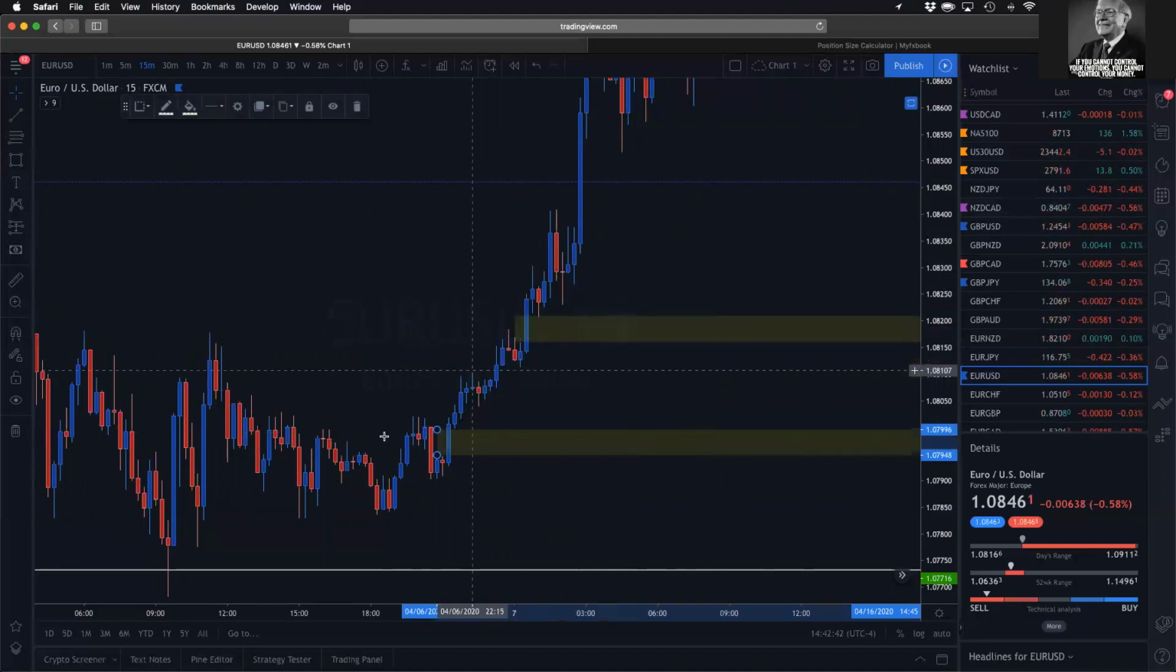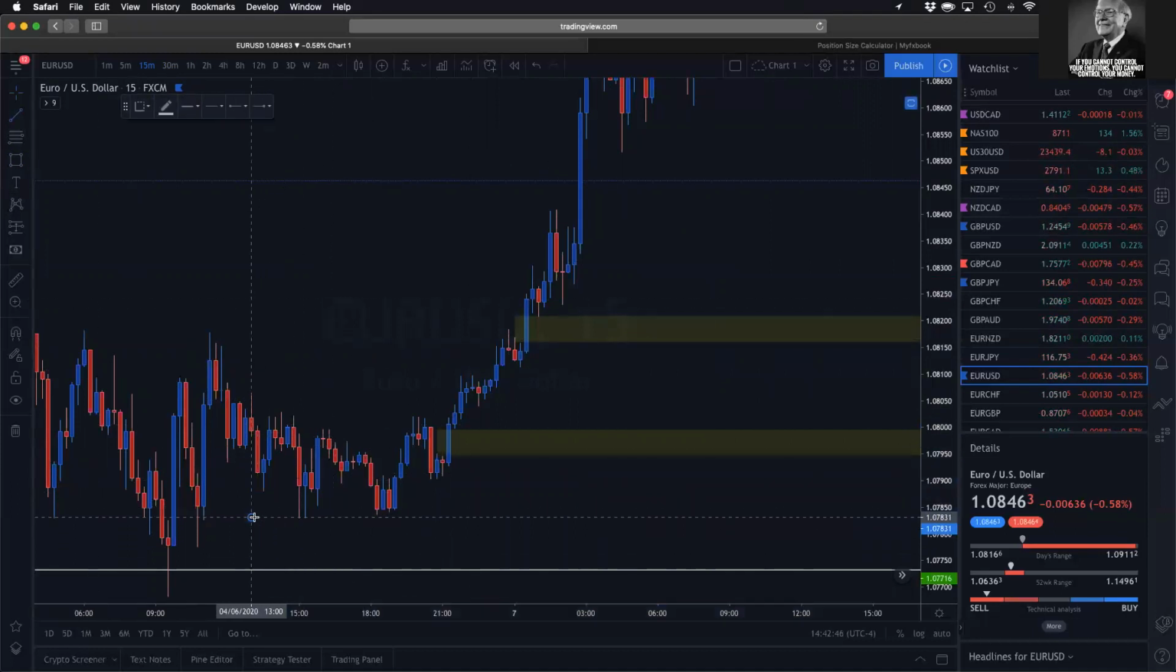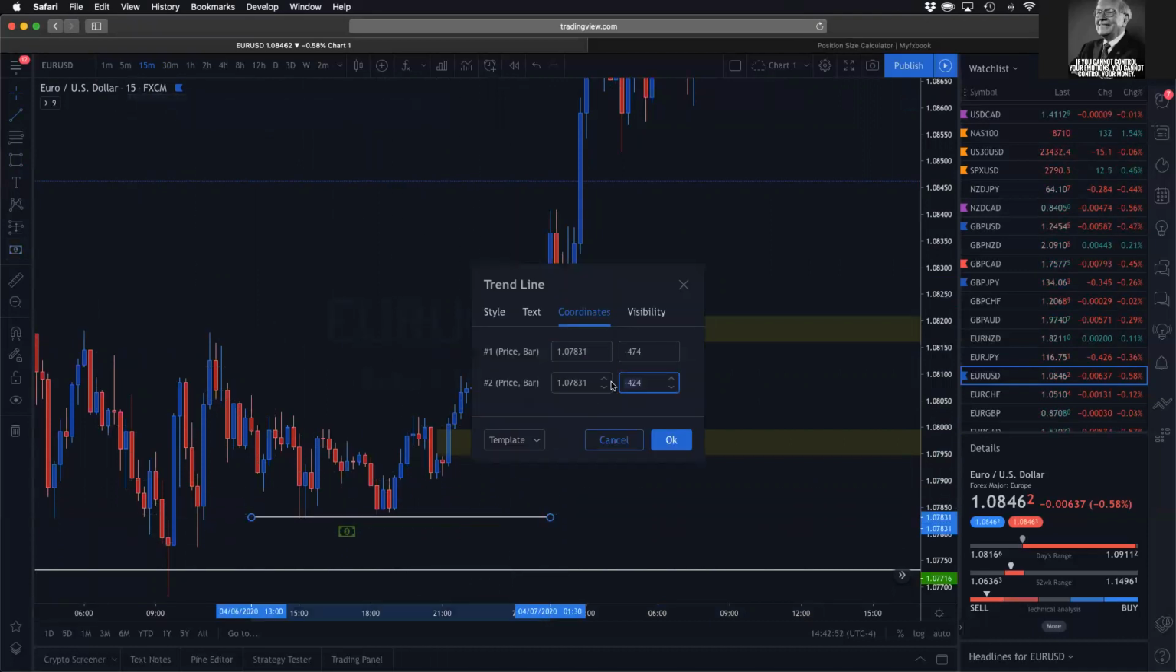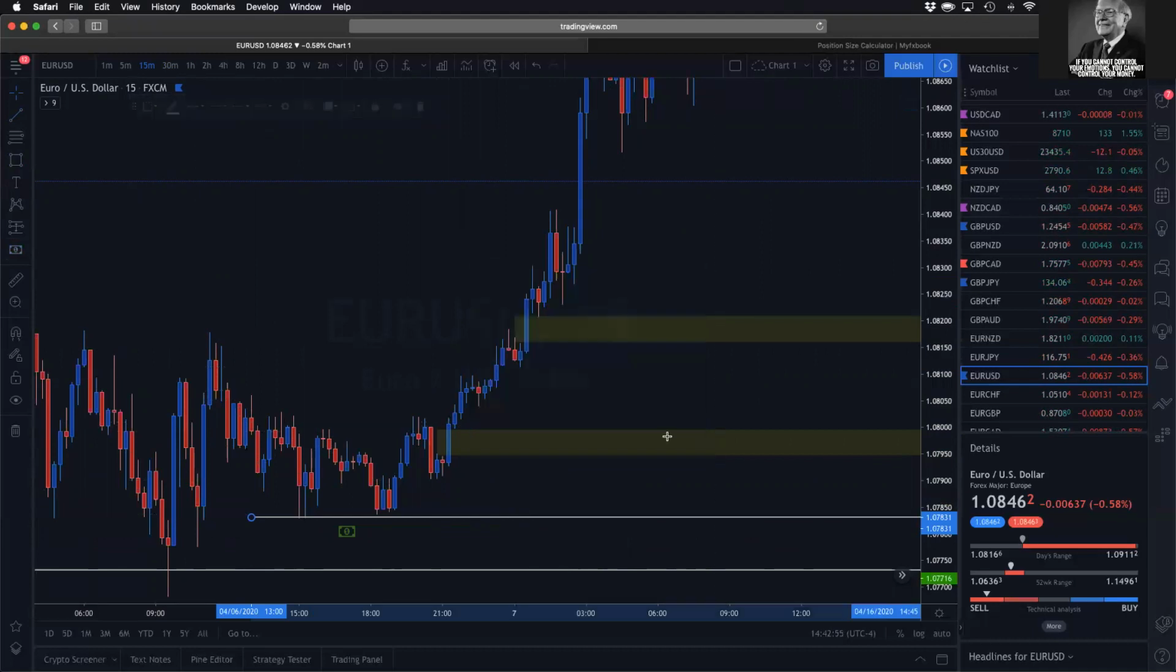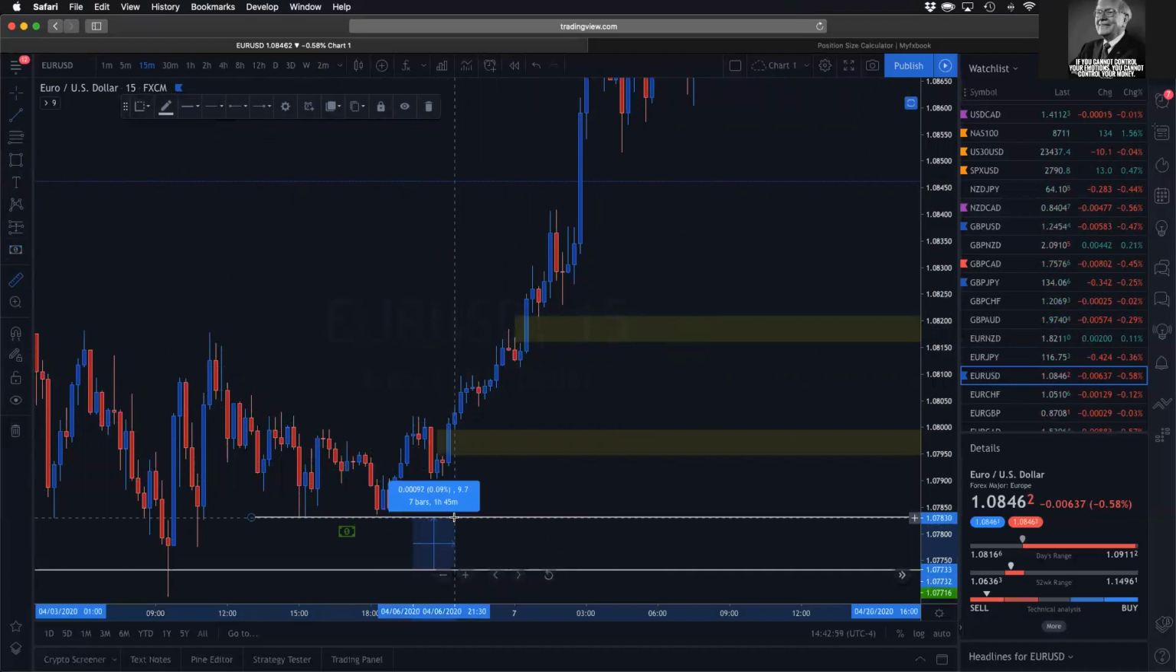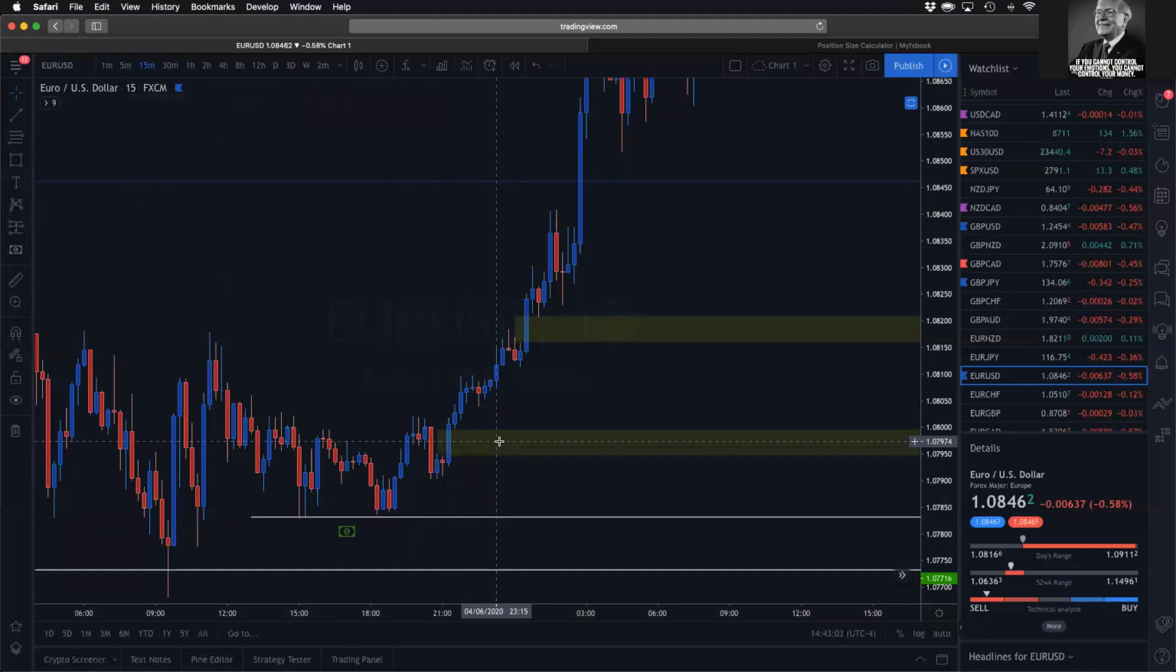Obviously, this is pretty close, but I like these equal lows right here. There's some money in there. What's the difference in pips here? This is 10 pips, so it's not even worth it, and that's 25. Okay, so this is going to be, and this is going to be. All right, so now we got that.